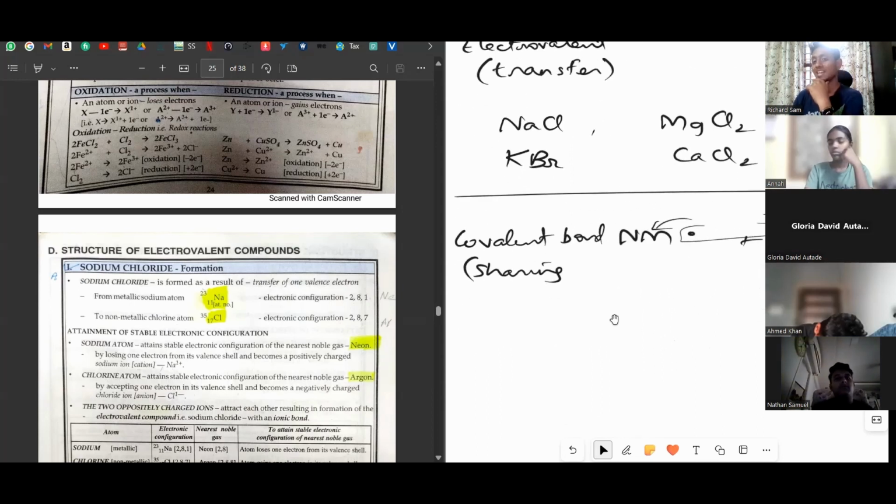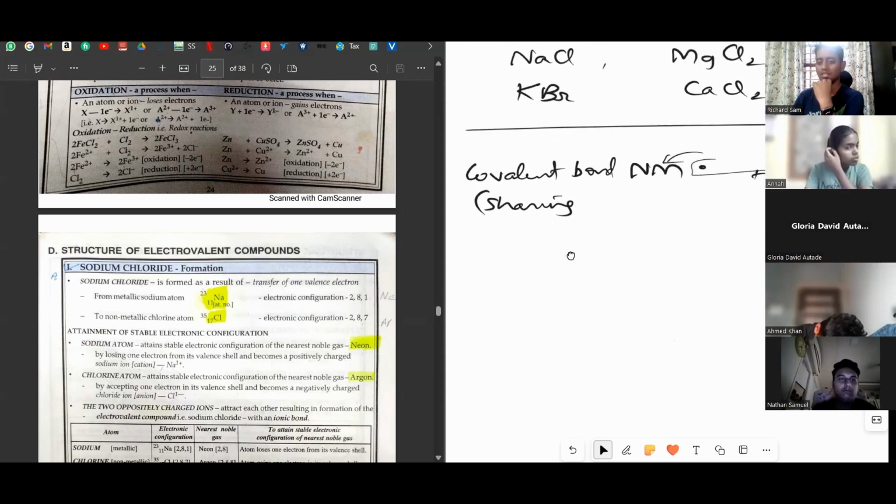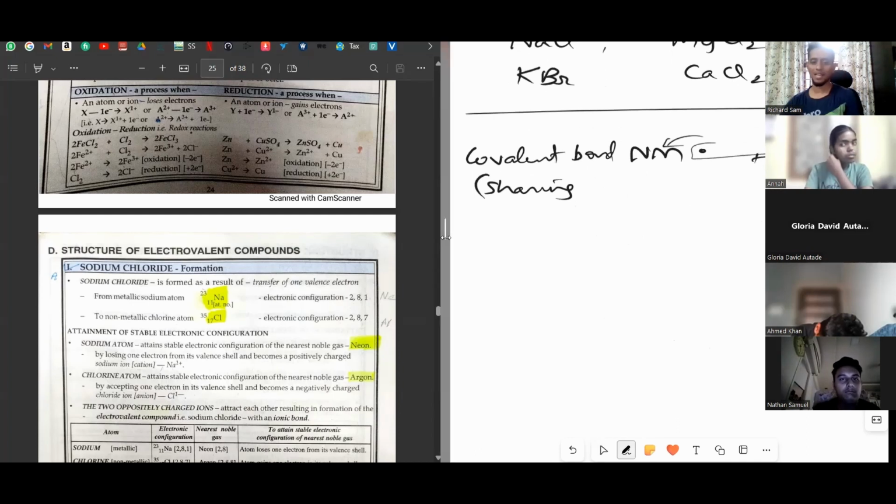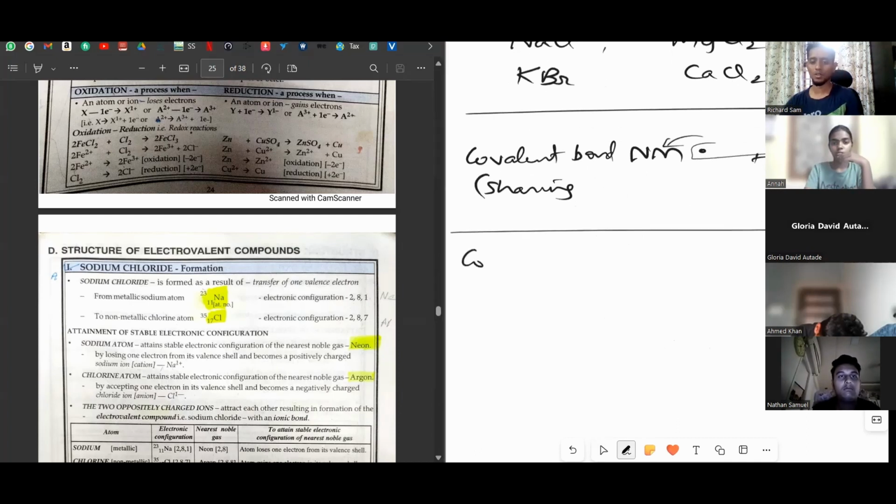Now I think you have 8 different covalent compounds in your book. Okay, we'll see what they are later on. And then last, you have another type of bond called coordinate bond. Now, coordinate bond is something new which you do not have in the 9th standard. It's between an ion and a covalent compound.